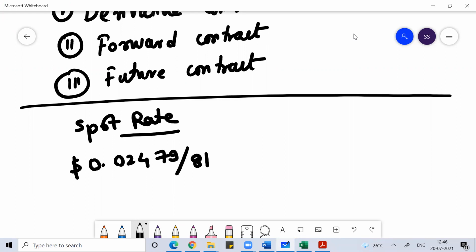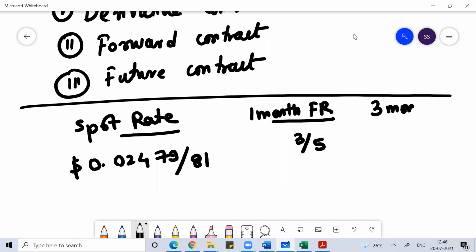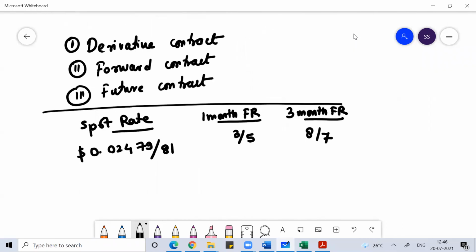Then you have a 1 month forward contract, and the quotation is given like this: 3 by 5. And then it can be a 3 month forward rate contract, given as 8 by 7. Or it can be a 6 month forward rate agreement, where the exchange rate is given as 13 by 10. So this is a very common representation that traders normally follow whenever they talk about transactions of foreign currencies. Very usual representation.